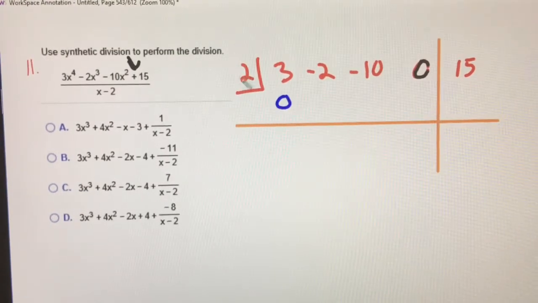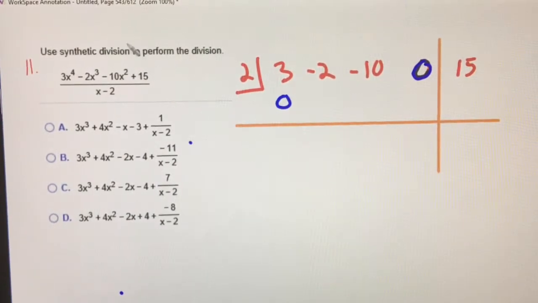Put my 0. My coefficients are the first, the backwards box is the opposite of that, negative 2. Then I put the coefficients. I have to remember the placeholder for the x term. There is no x term, so I have to put a 0 in for that x term. Going to do the process.